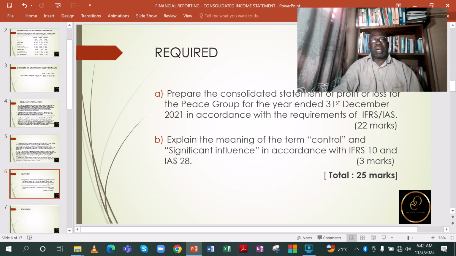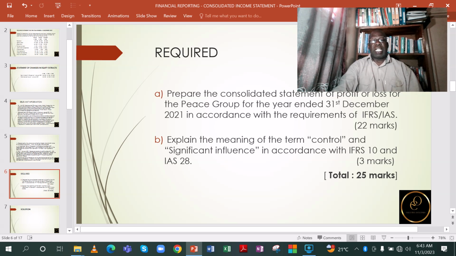Here we are required to prepare a consolidated statement of profit or loss for the Peace Group for the year ended 31st December 2021, in accordance with the requirements of International Financial Reporting Standards and International Accounting Standards. Particularly here, as I've said, we are looking at IFRS 10 and IAS 28. That will carry 22 marks.